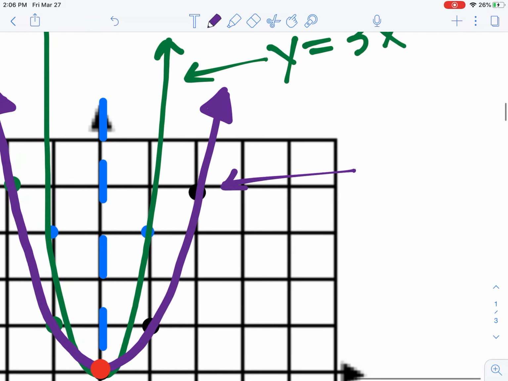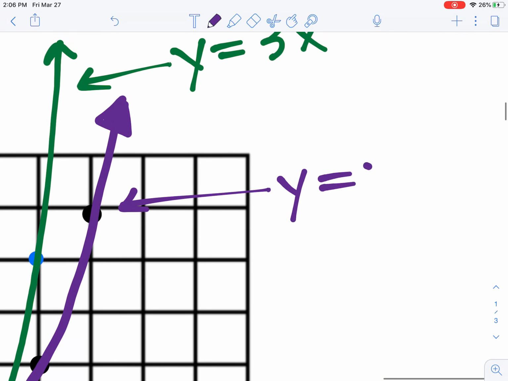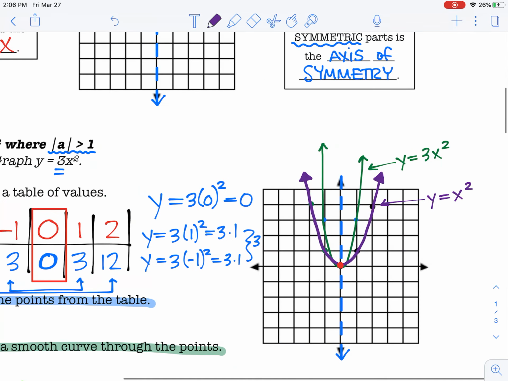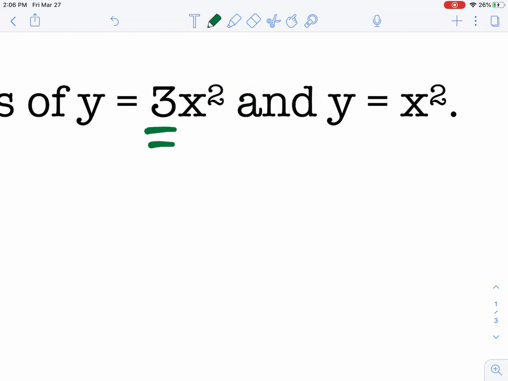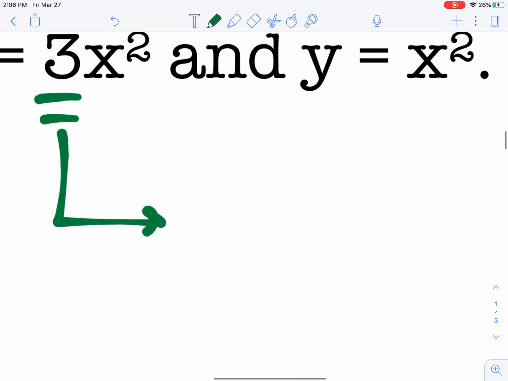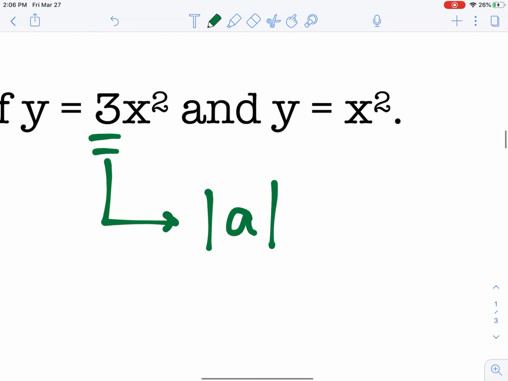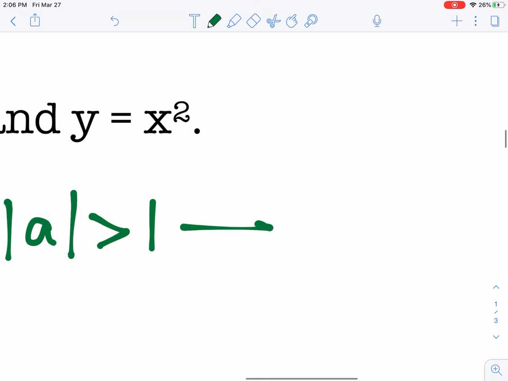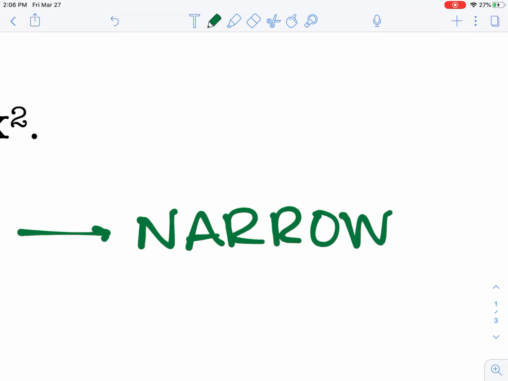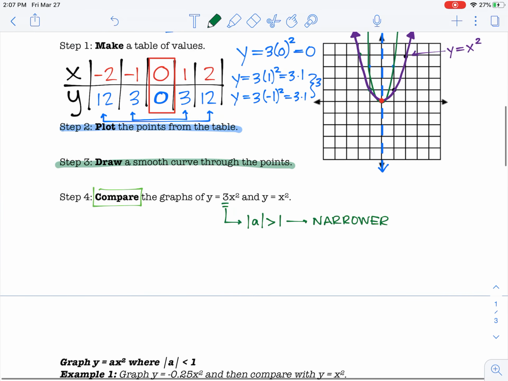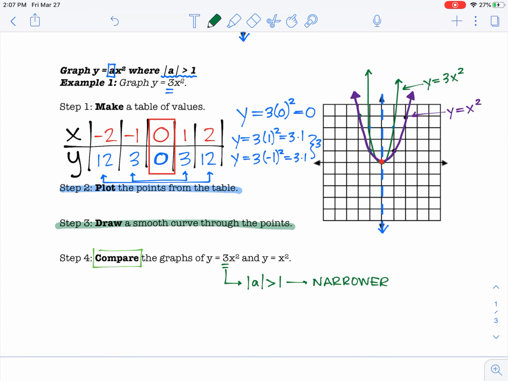So the question becomes, what happened to the graph when we went from y equals 1x squared and we changed it to a y equals 3x squared? I'm hoping what you're thinking in your head is that it made the graph narrower. So what we like to say is when this leading coefficient, the absolute value of it, is greater than 1, what it does to the graph is it makes it narrower. You're going to see when you get to your worksheet that I've listed out all the possible things that could happen when you make this comparison, and that's what you're looking for should narrower be the case.